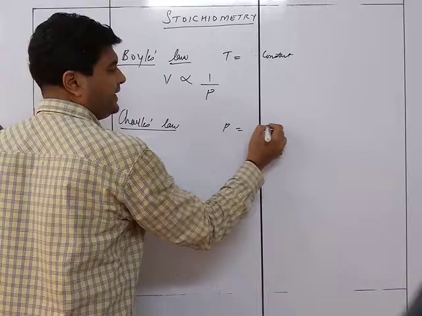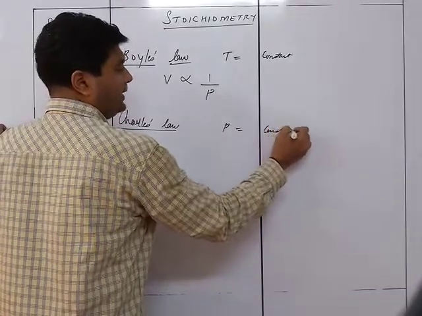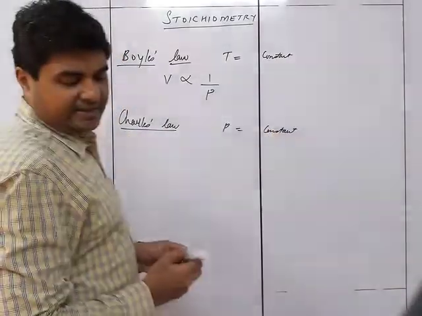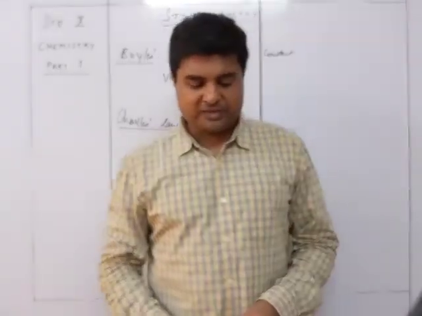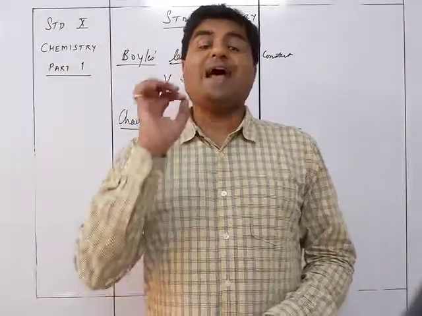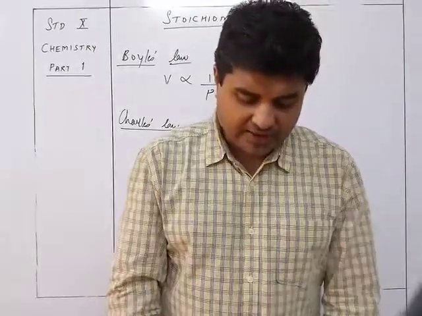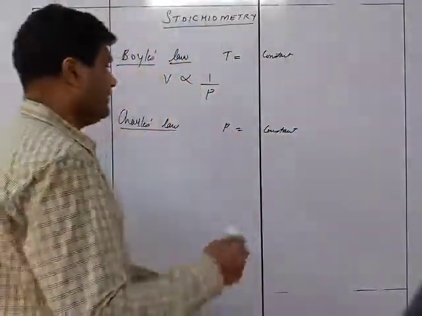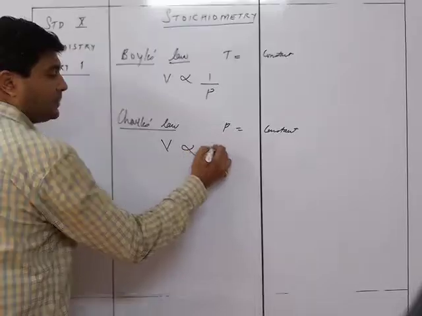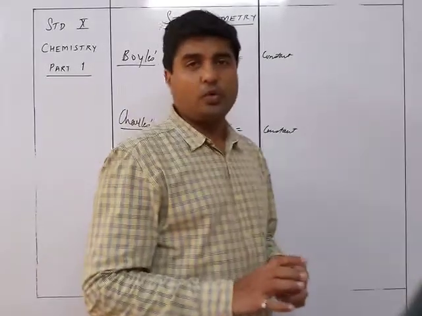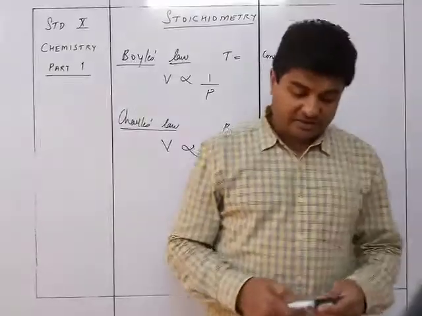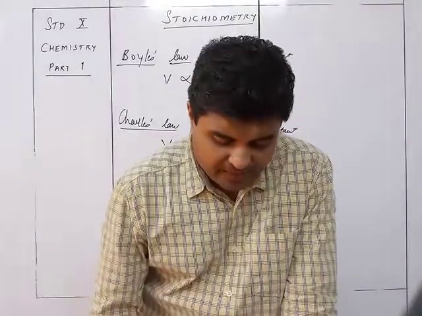There is pressure remaining constant. And in this case, what happens? It is seen that with pressure remaining constant, the volume of a given mass of dry gas is directly proportional to its absolute temperature in the Kelvin scale. So that is why we see that volume is directly proportional to the temperature, but that temperature will be in Kelvin scale only. It cannot be in degree Celsius.